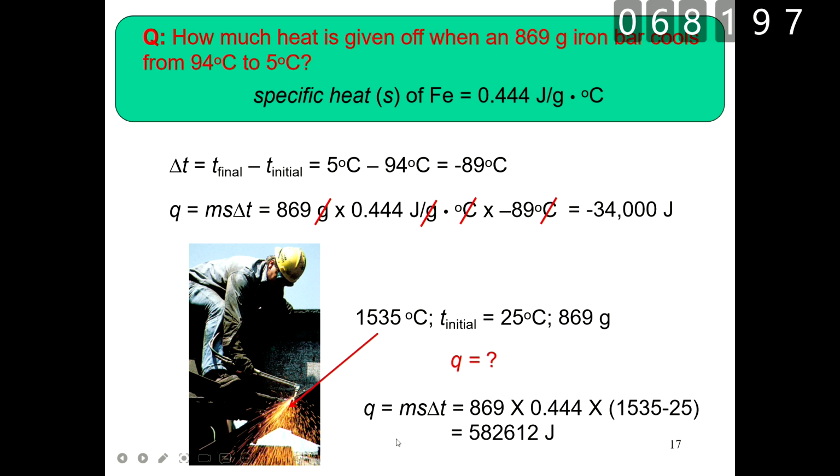Okay. So we need to provide this energy to the system. So the system will gain this energy.